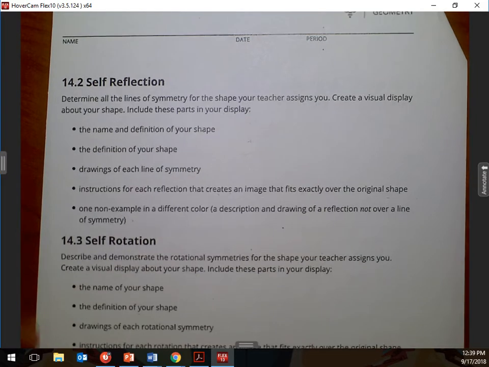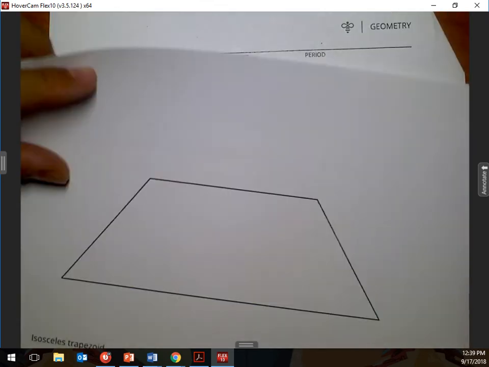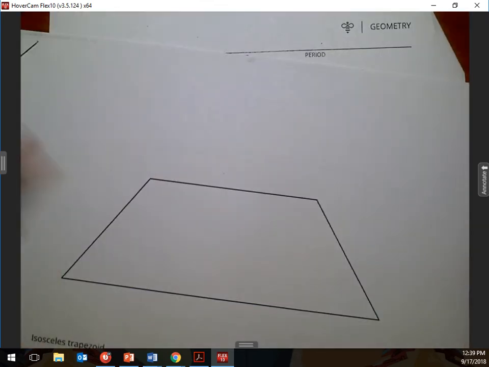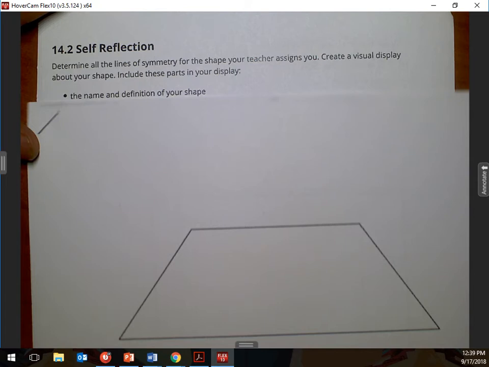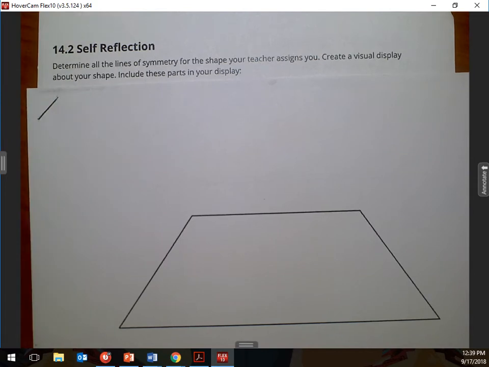Alright, so I want you guys working on this right now with your partners. You guys are working together and there are colors in your boxes. Let's go ahead and get started. You guys are writing on this.